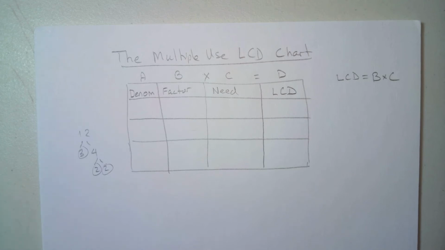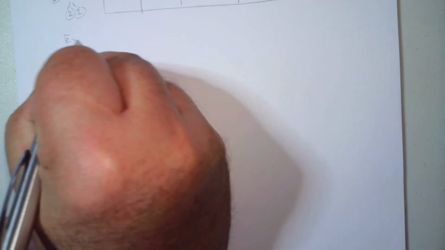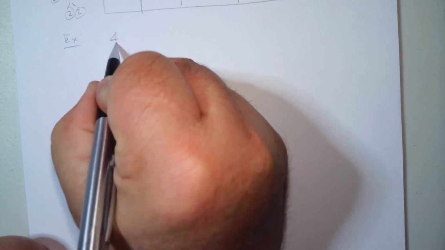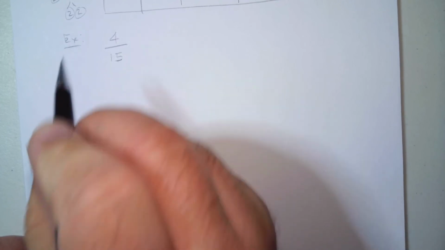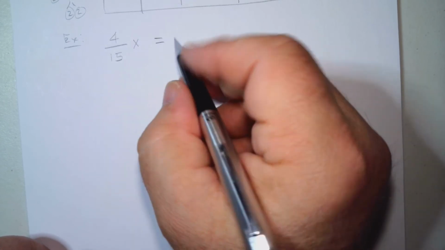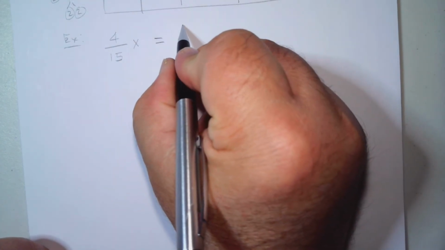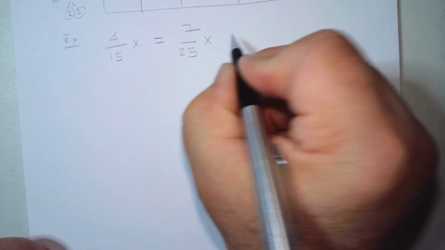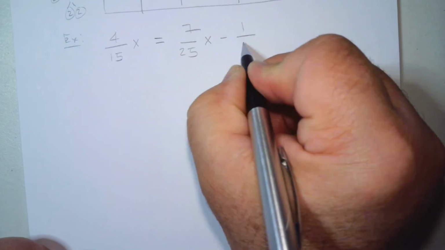Alright, let's look at an example. We'll use pretty big denominators. Example: 4 over 15x, equals 7 over 25x minus 1 over 6. We'll do equal signs first, and then we'll do inequalities.